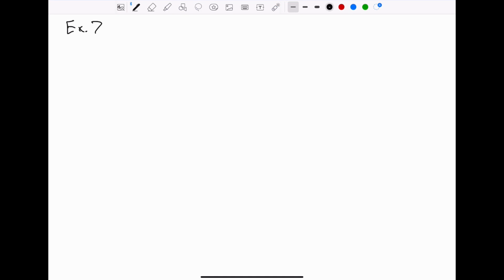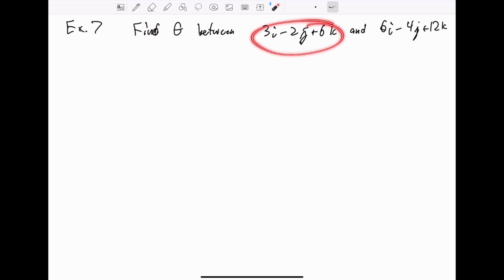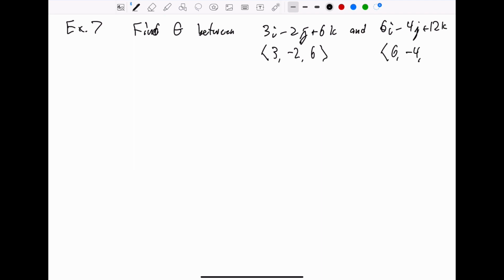Let's write out the problem here. We want to find the angle between, we've got the vector 3i minus 2j plus 6k, and also the vector 6i minus 4j plus 12k. I personally don't enjoy working with vectors in the ijk notation. I like to use the component form, so I'm going to convert these. I have 3, negative 2 for the y, and 6 for the z. The second vector is 6, negative 4, 12.